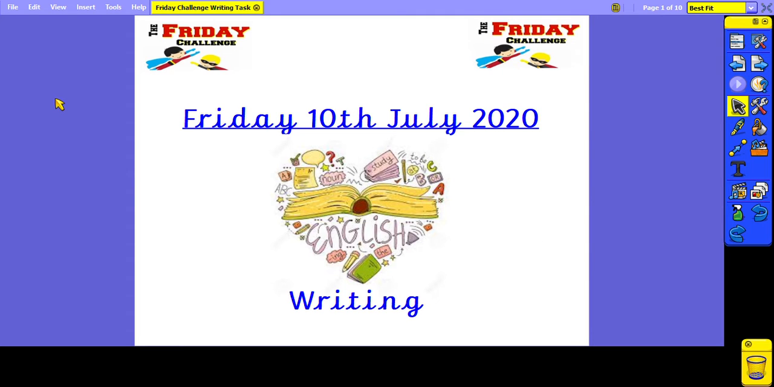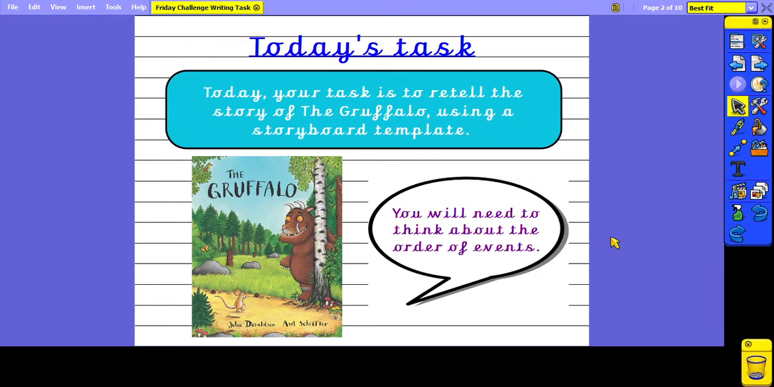Good morning, Year 1. For today's Friday challenge writing task, you are going to be retelling the story of the Gruffalo using a storyboard template. Because you are retelling the story, you will need to think carefully about the order of events.